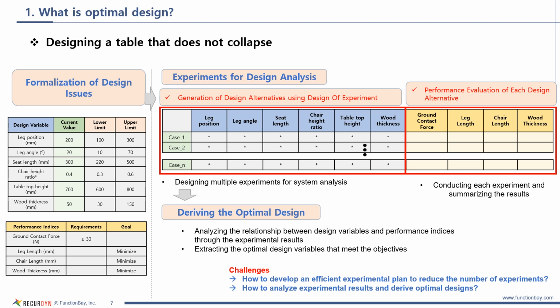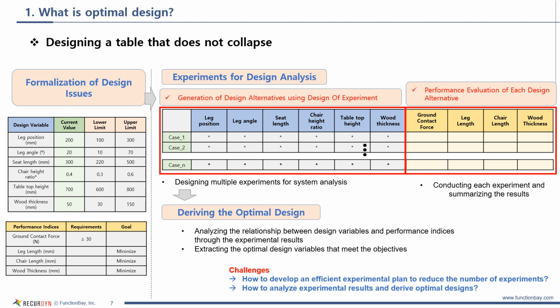Although briefly described in words, actually going through this process is not easy. Even planning the experiments can be challenging as it requires background knowledge to apply the design of the experiment. There are also challenges in analyzing the experimental result to derive the optimal design. To address these challenges, AutoDesign can be utilized.